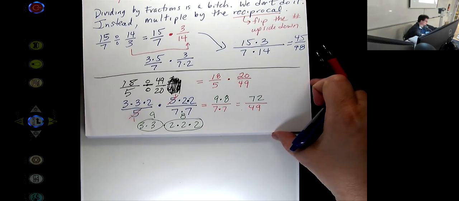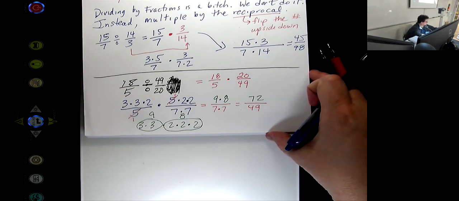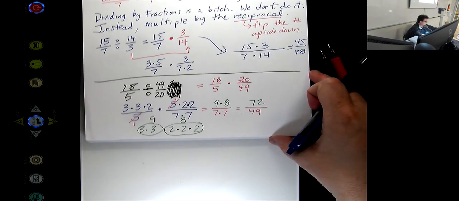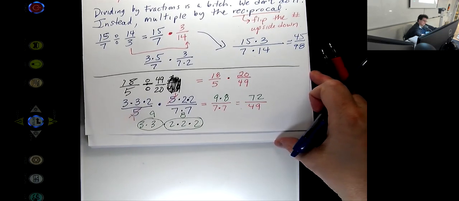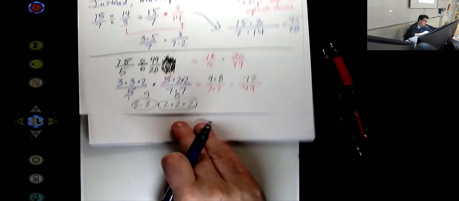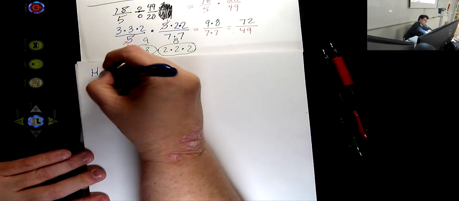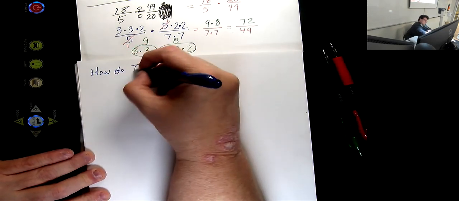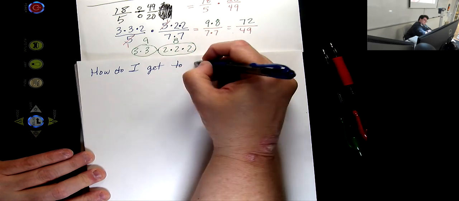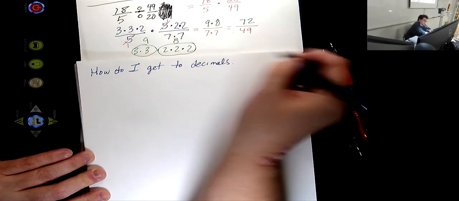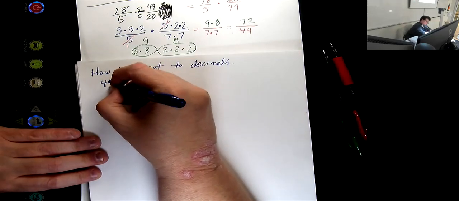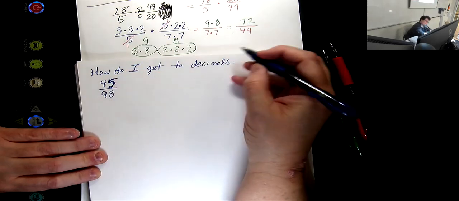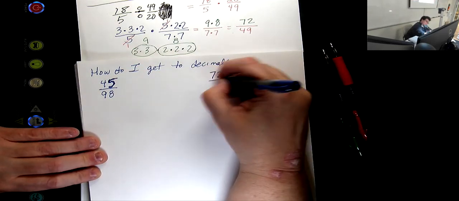And now, there might be some fields where you use fractions. A lot of the time you're going to switch to decimals in real life, realistically. So why don't we take a look at how we would turn these numbers into decimals? So how do I get to decimals? I'm going to use the 45/98 as an example. That was the first number I did. That's not pleasant, it's not pretty. And I will do the 72/49.